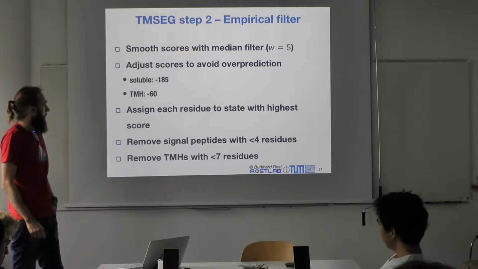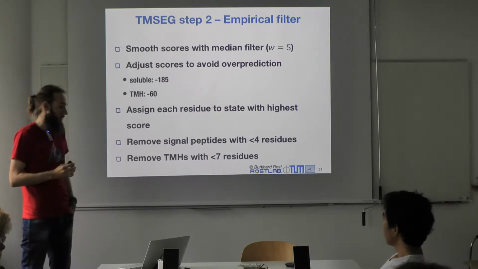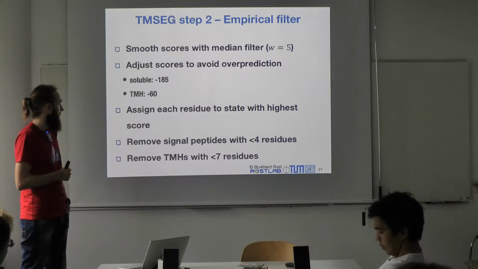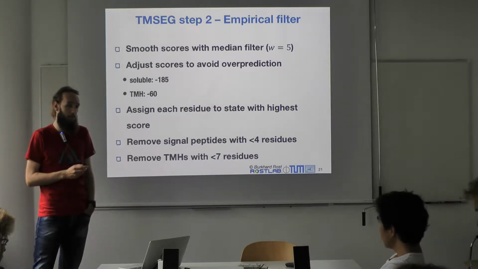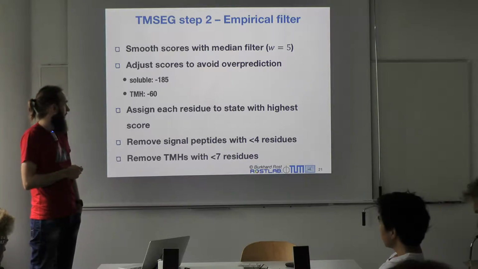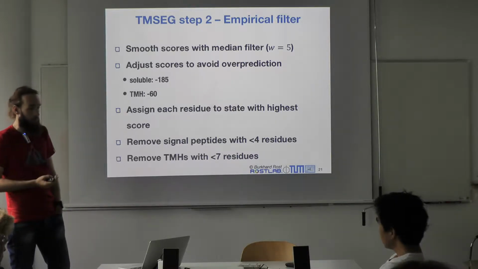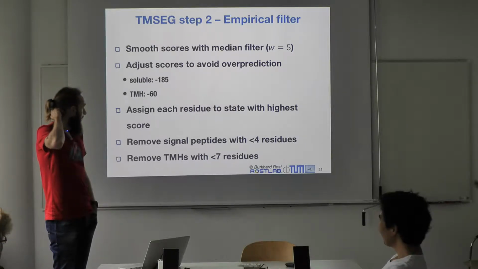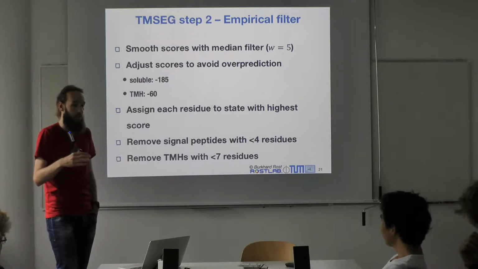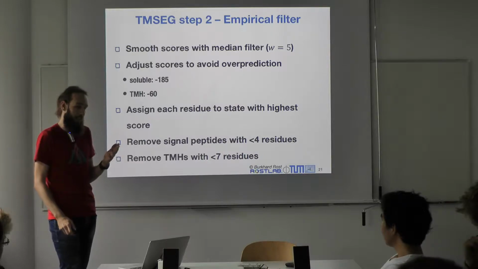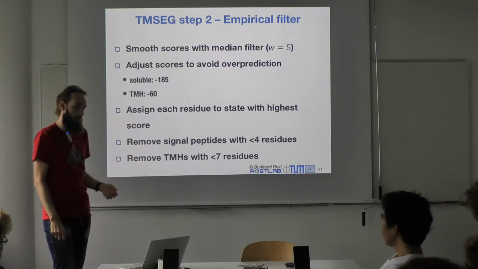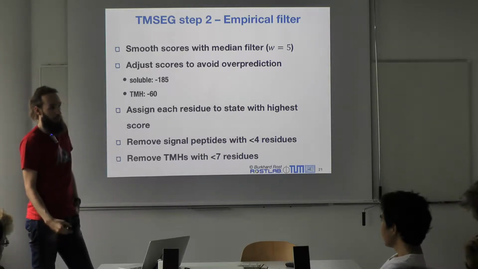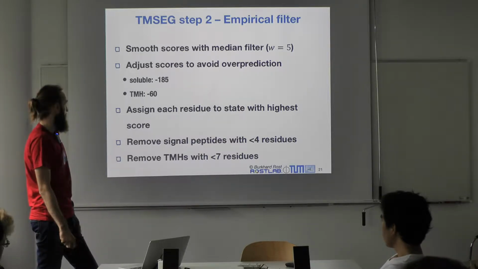And what he also did is he reduced the scores a bit for overrepresented classes of soluble residues and transmembrane helix residues. Again, these values are just empirically chosen, so there's no machine learning involved here. And then once we have all of that, for every residue we still have 3 scores, and we choose for that residue the prediction that has the highest score. So the label of the highest score wins.